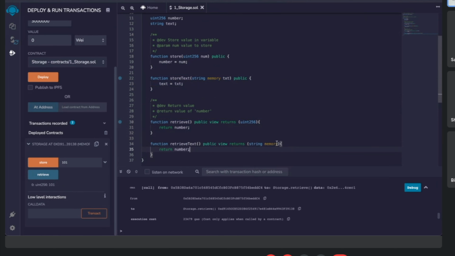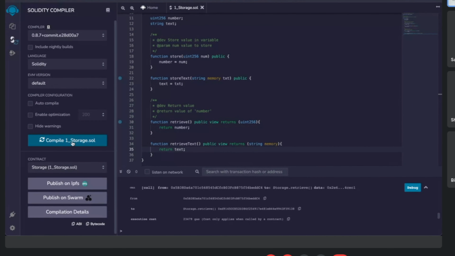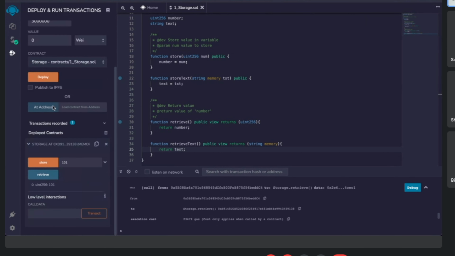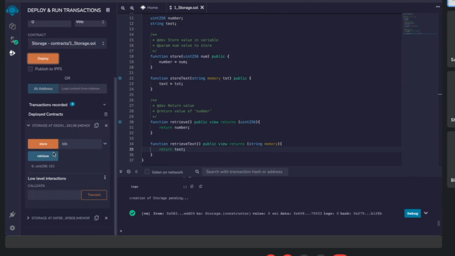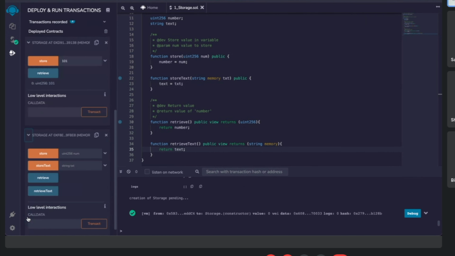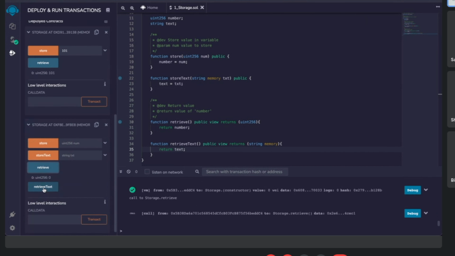I'm not going to explain what memory is. This is very low level. So usually in Ethereum, we talk about low-level programming, which is equal to C or even lower. So we use bytes. We compile everything to the smallest form. So we very rarely use strings. Let's compile that. Let's deploy that contract. And right now we've got two functions: retrieve and retrieve text.